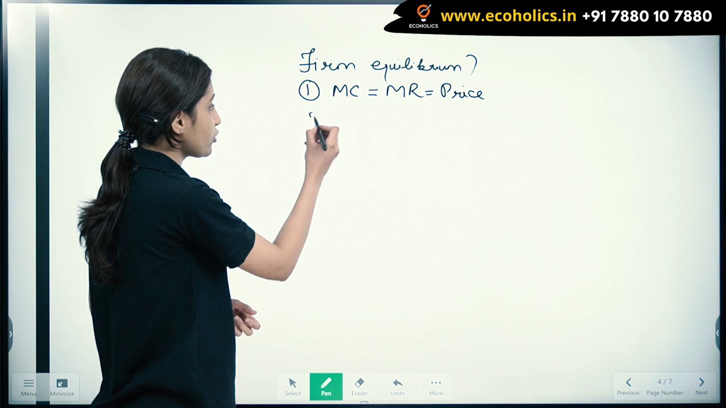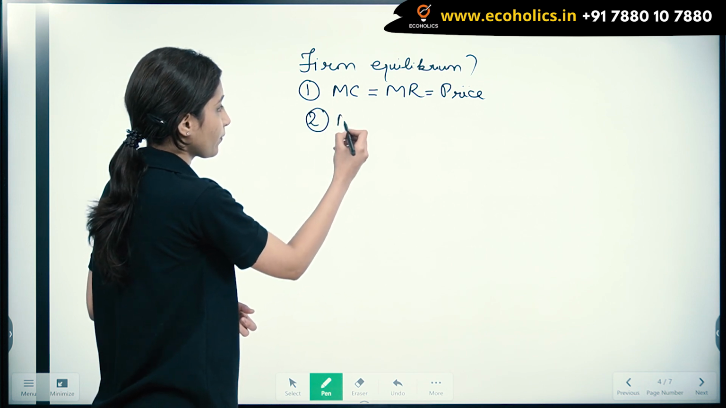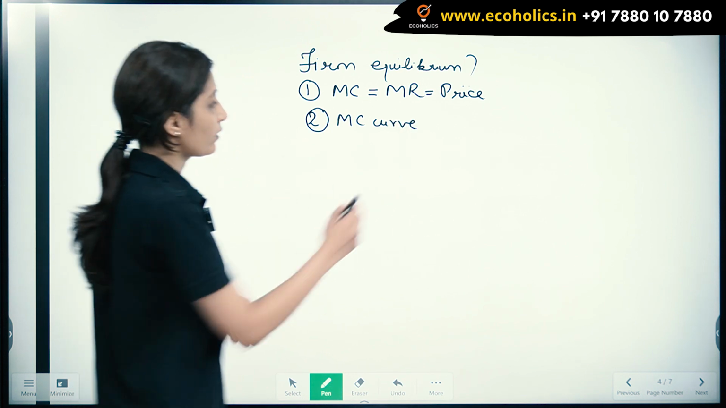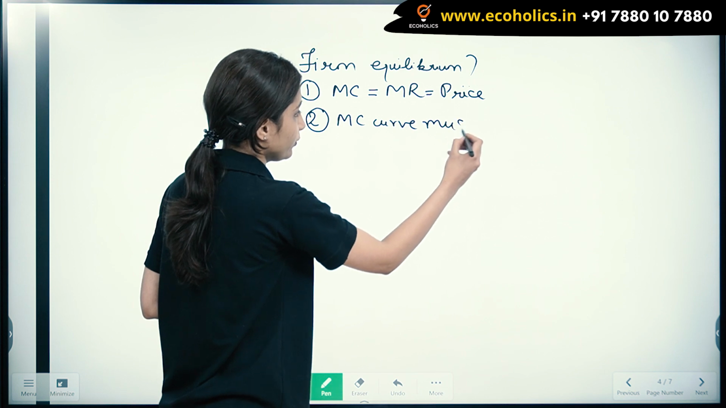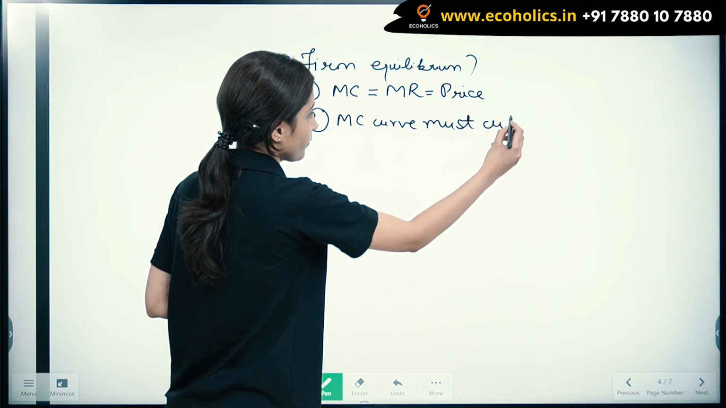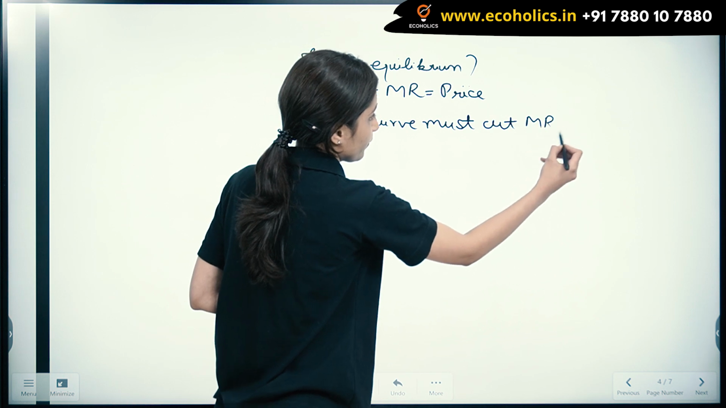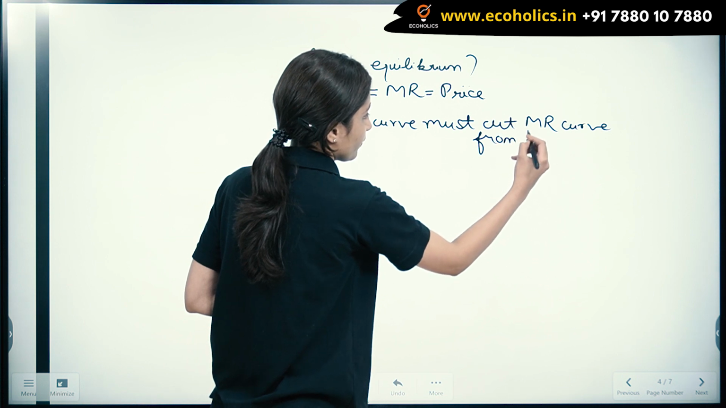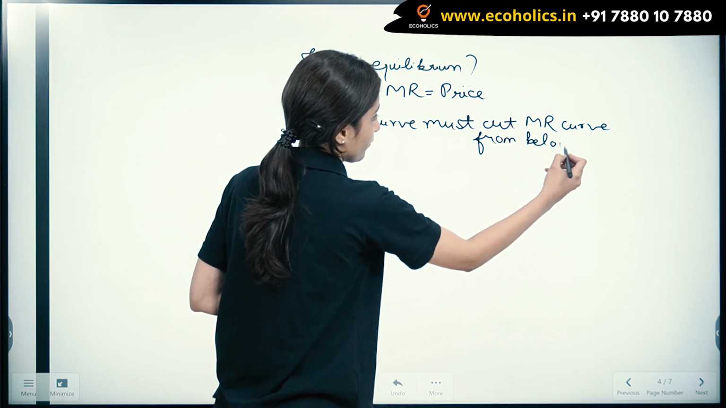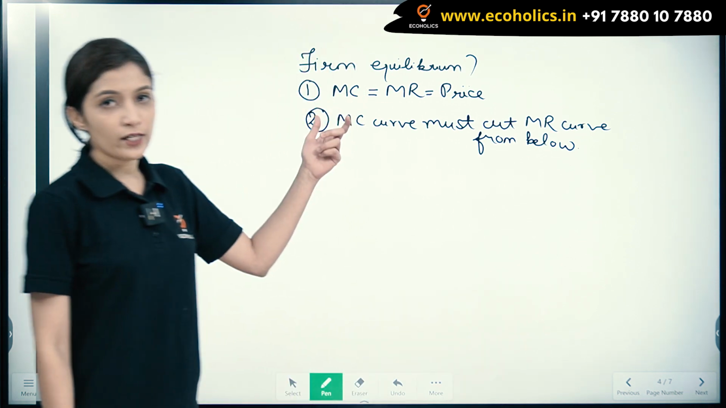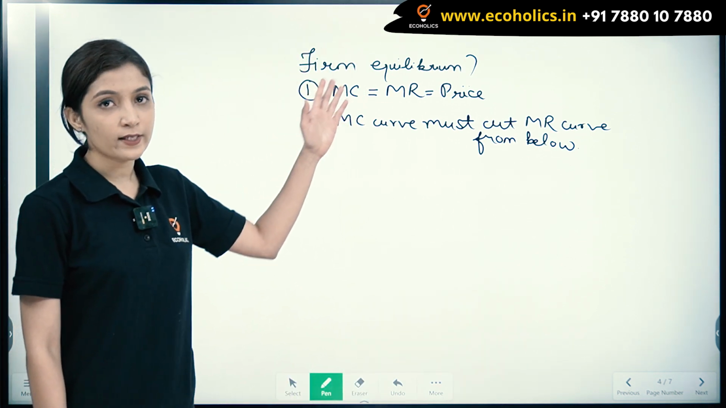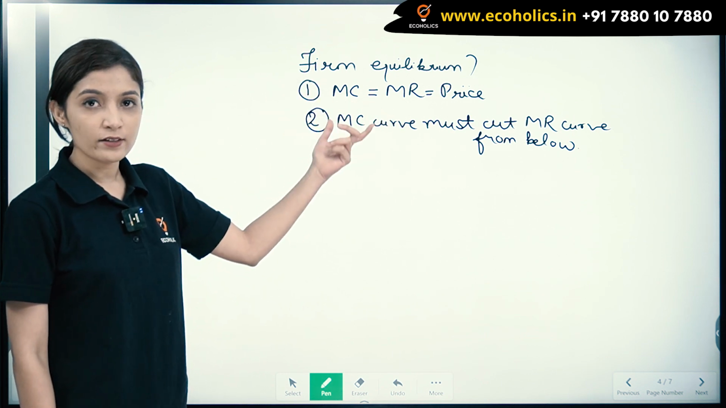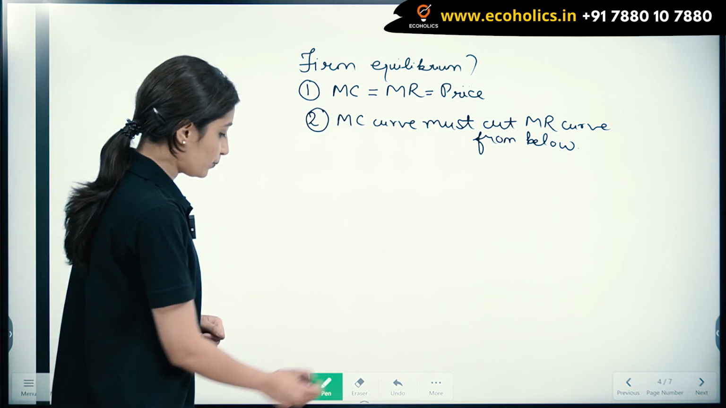Now, our second condition is that the MC curve must cut the MR curve from below. So when these two conditions are satisfied, we say that the firm is in equilibrium in case of perfect competition. But let's also represent this situation graphically.